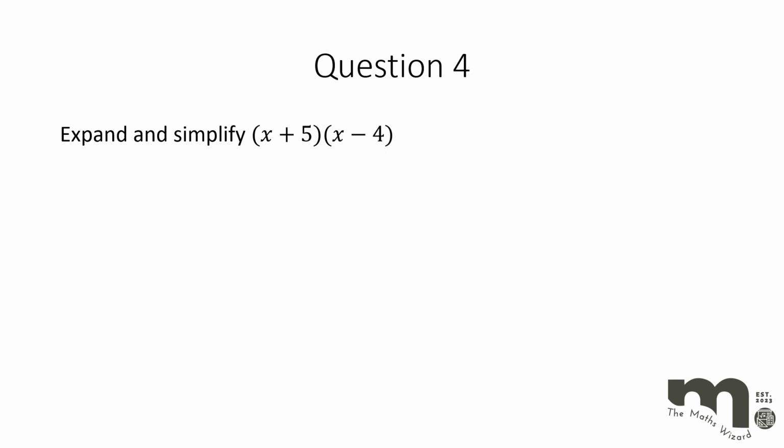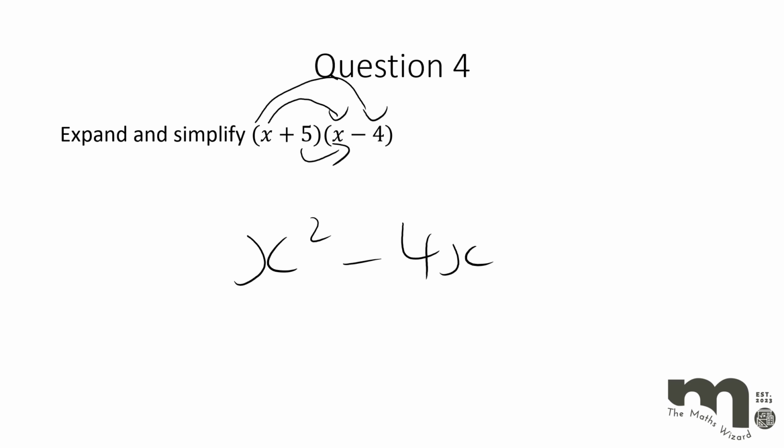Okay, so your next one is x add 5 in one bracket, x subtract 4 in the other bracket. So pause your video and have a go. Okay, if we take a look at this then, we've got x times x, which is x squared, x times minus 4, which is minus 4x, 5 times x, which is 5x, 5 times minus 4, which is minus 20.